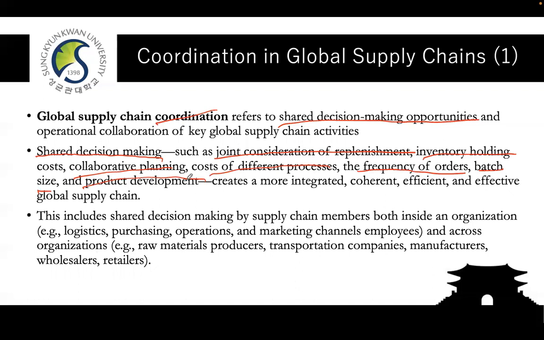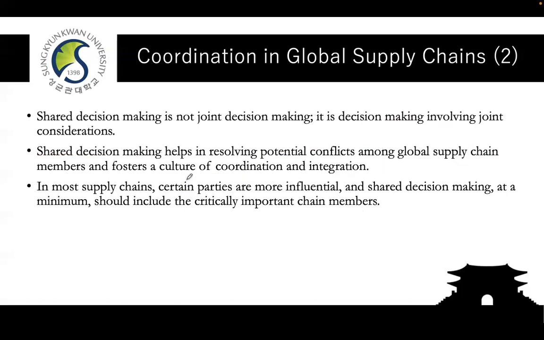So everybody is involved in the sense that they provide information and give consideration and all other things. But it doesn't mean that everyone could make a decision here. This point is very important. It's not joint decision-making. It's the joint consideration of much information and many considerations that should be taken into account when the company is making a decision.